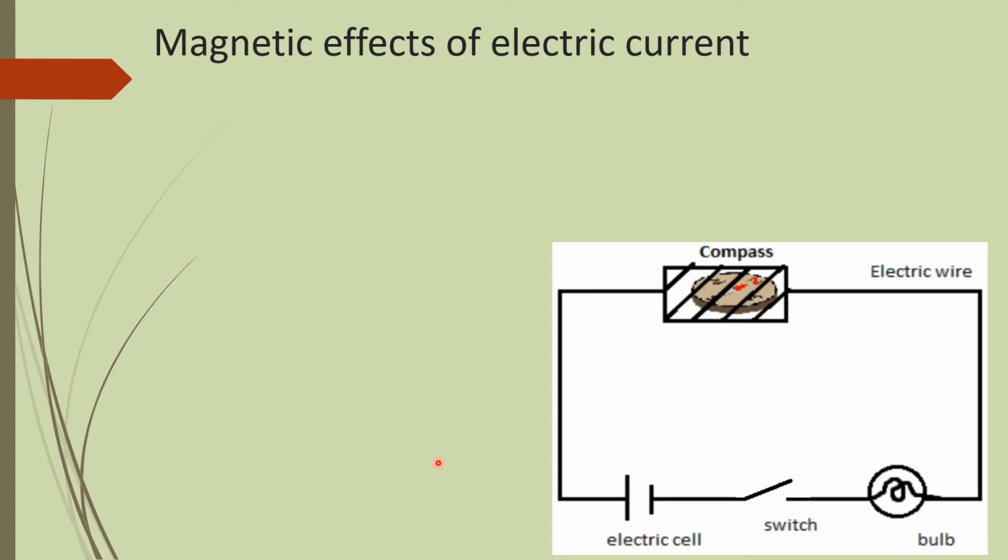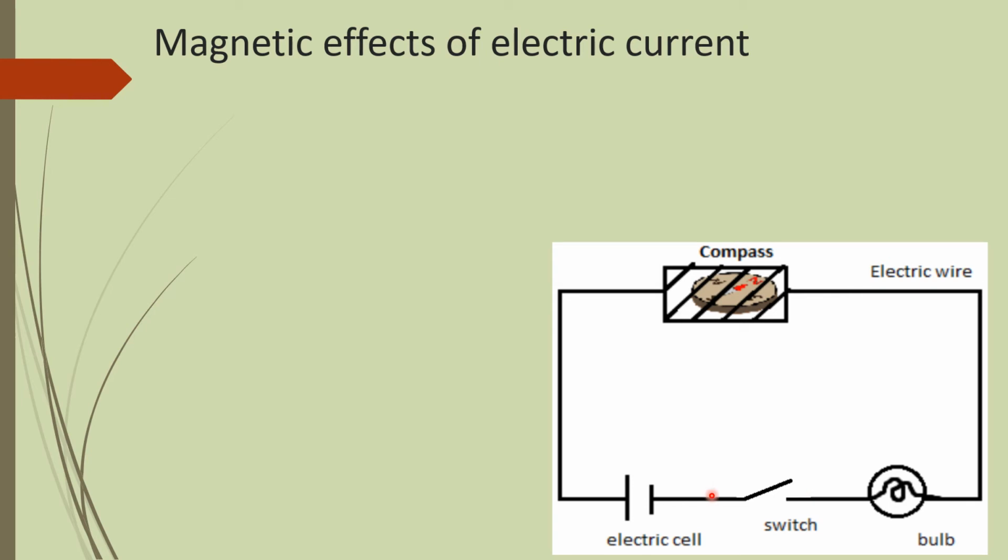Actually, you can do an experiment to see the magnetic effect of an electric current. You can make a connection this way. You know that this is an electric cell, switch, bulb, and here you can take a box, a matchbox, and a compass is very much required. Keep the compass in the matchbox and make the connection. You can wrap the wire or the cable around it. This way you can make the setup.